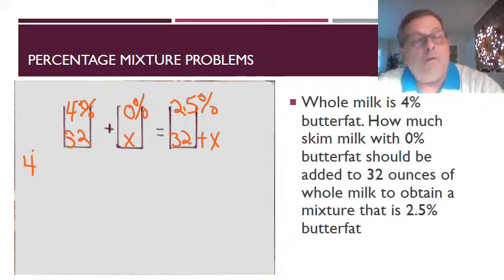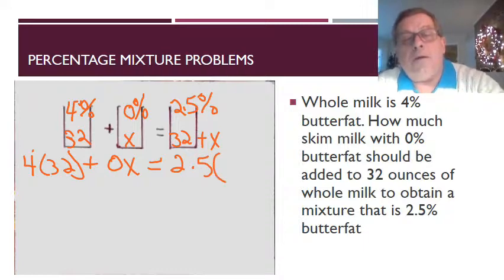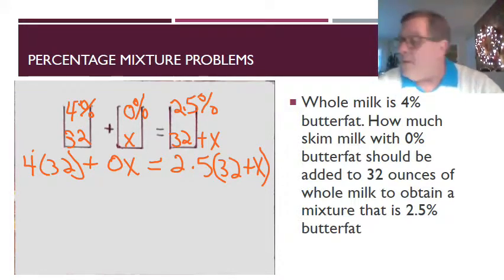So I got 4 times 32 plus, close my parentheses, 0x equals 2.5 times 32 plus X. All right, well, let's begin to solve.